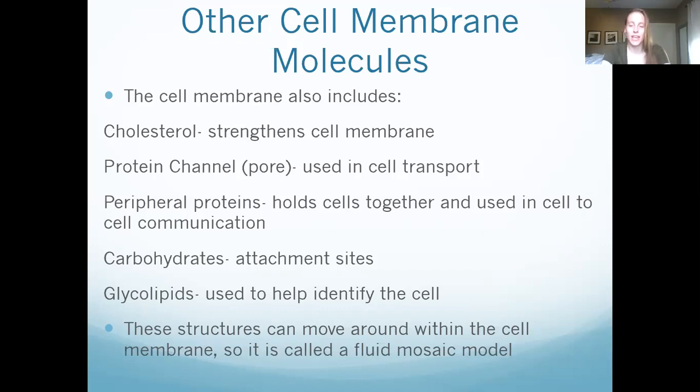All of these structures can move around within the cell membrane. They kind of float past each other. And because of that, the cell membrane is referred to as a fluid mosaic model. Fluid meaning that the parts aren't stuck, they can flow past one another, and mosaic meaning that it's made up of different pieces.